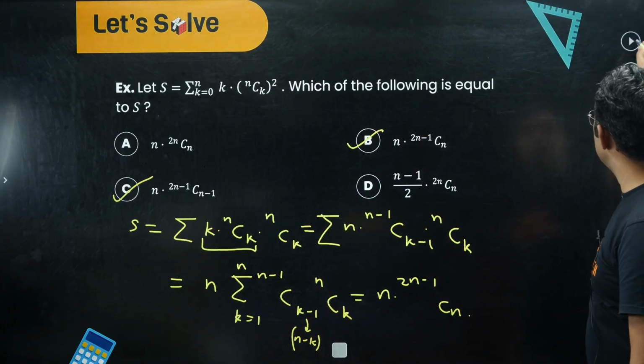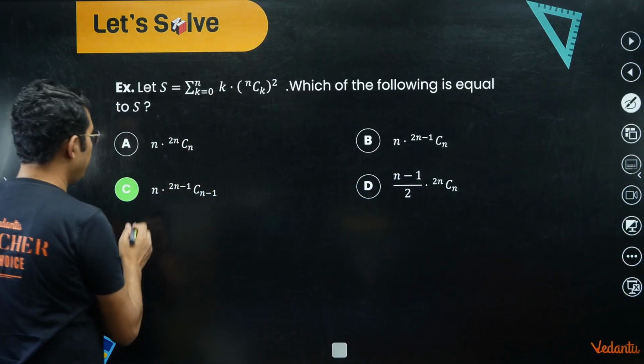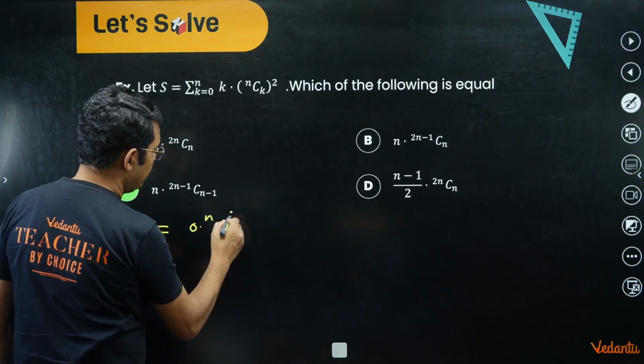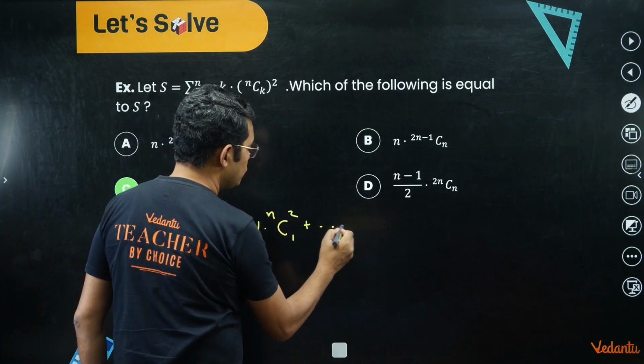Okay, what could be the other method? Please understand, the other method could be that you can write this summation as 0 into nC0 square plus 1 into nC1 square and so on.